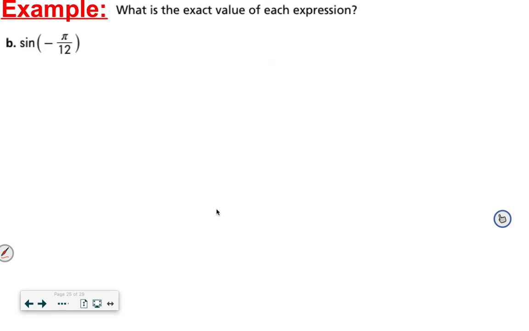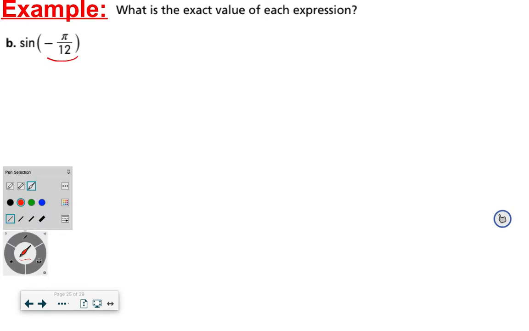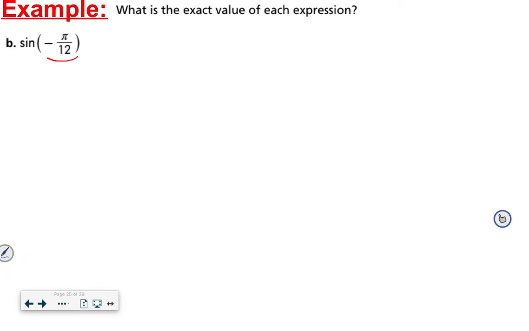This is the next question. What is the exact value of each expression? So sine of negative pi over 12. First of all, this is radian form. Negative pi over 12 is radian form. You can think about this. Actually, negative pi over 12 is negative 15 degrees. This is negative 15, and negative 15 can be written as 30 minus 45.